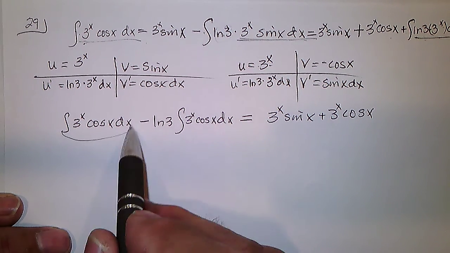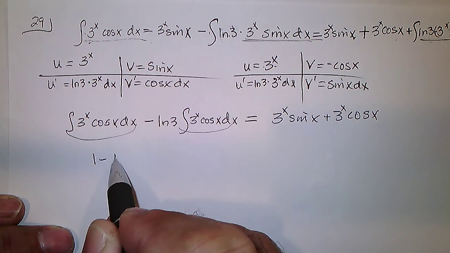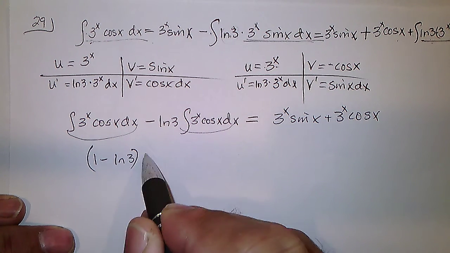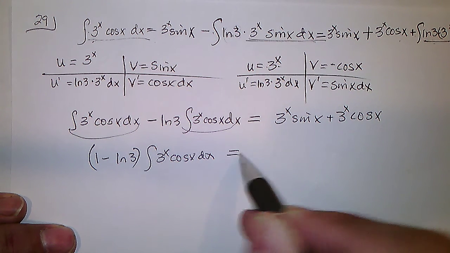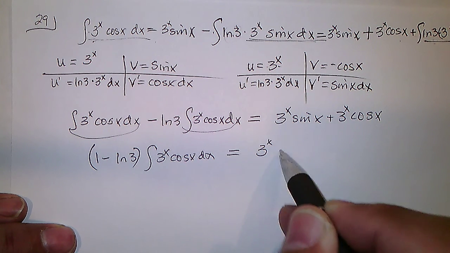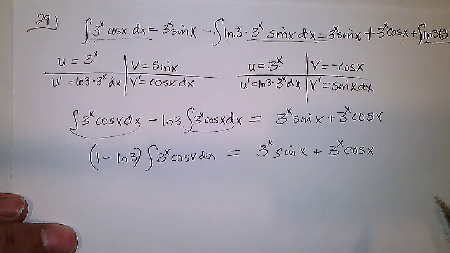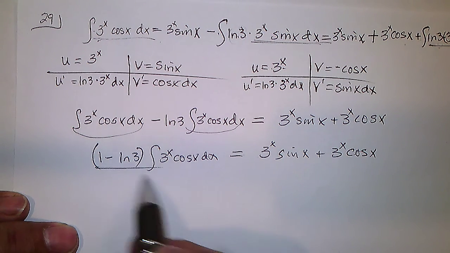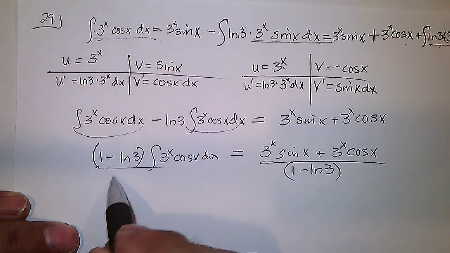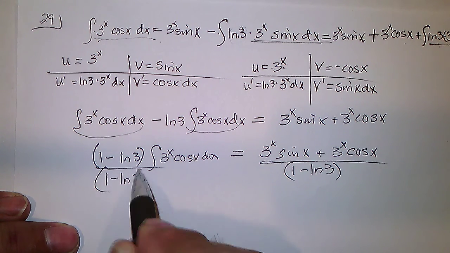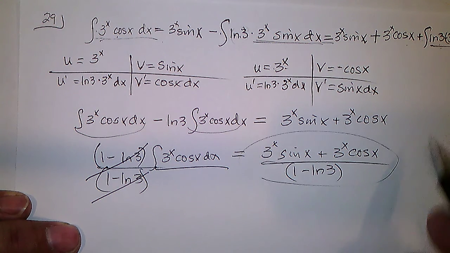And factoring this out of this side, I get 1 minus ln 3 times the integral of 3 to the x cosine x dx equals 3 to the x sine x plus 3 to the x cosine x plus c. I'm going to divide both sides by this. And I finally find out what my integral is that I started with. It's this plus c.